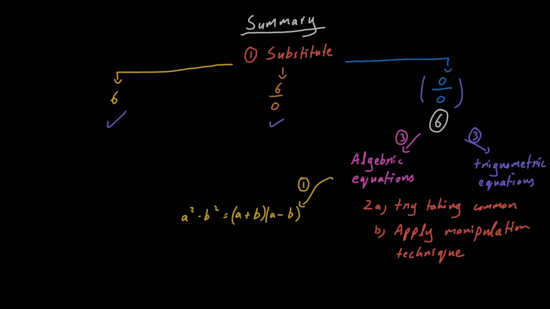Now there are 6 possible manipulation techniques. 3 are for algebraic equations and 3 are for trigonometric equations. We also learned that step A in manipulation is to try taking something common, and step B is applying the manipulation technique. Then we went over to learn the first manipulation technique, which was a square minus b square, which can be written as a plus b, a minus b. In the next couple of videos, we will learn the next 5 manipulation techniques.